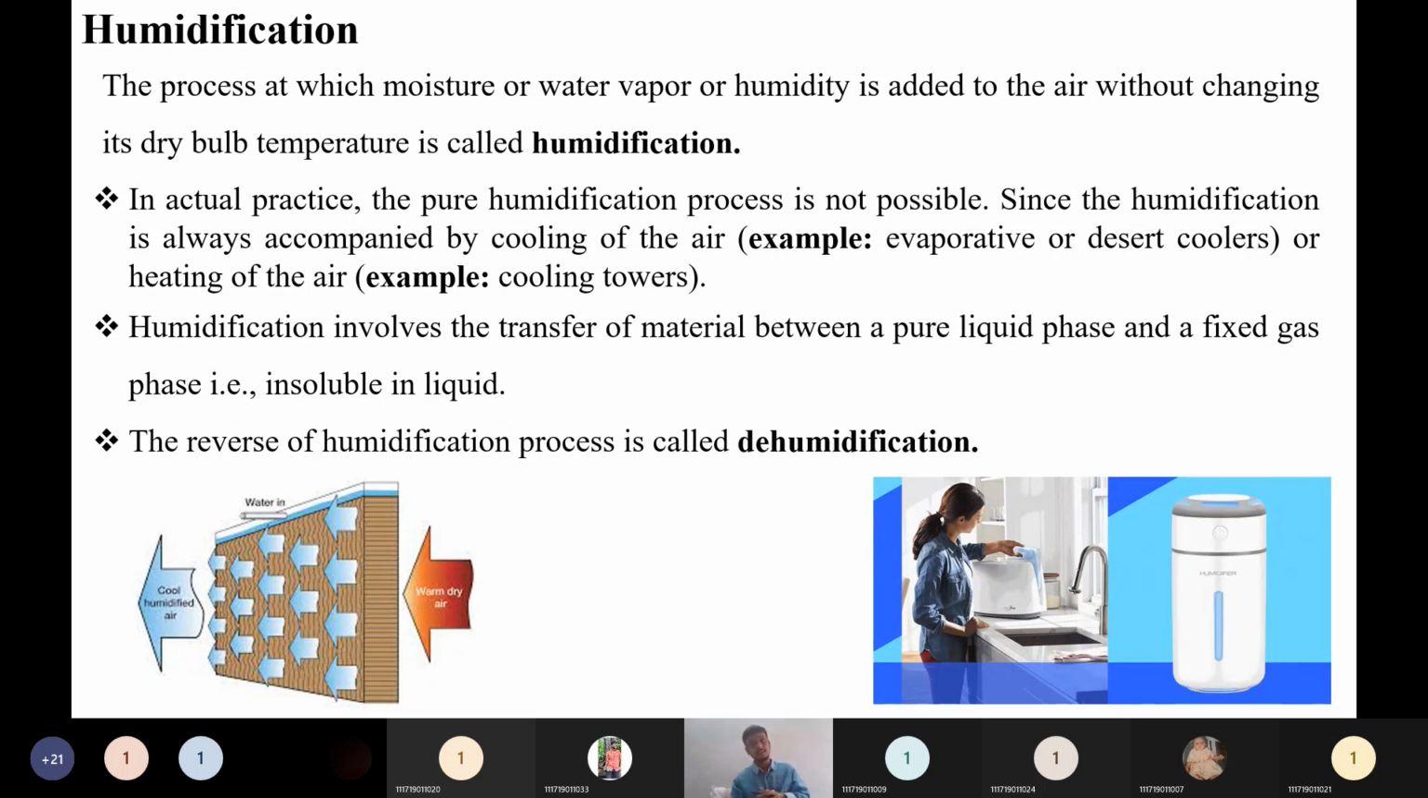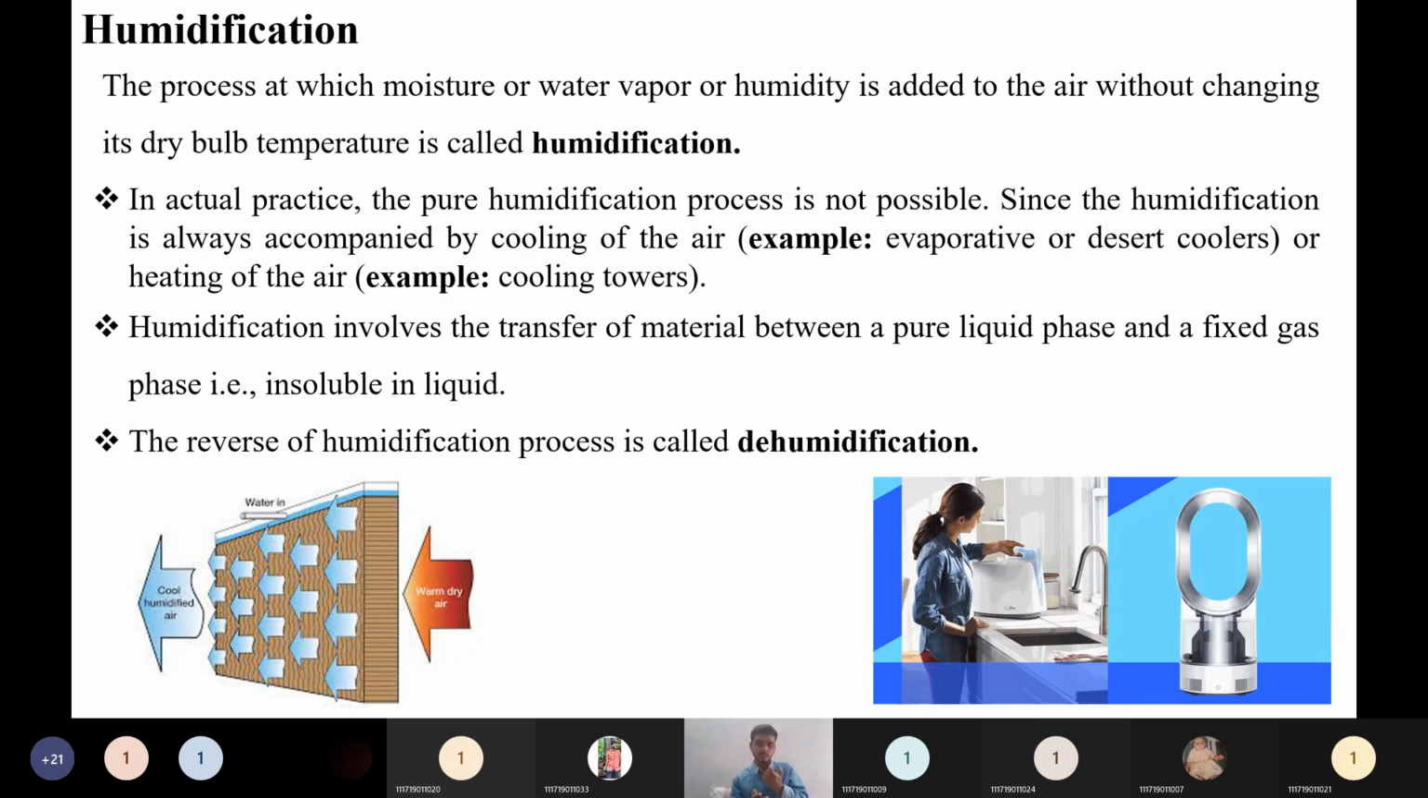So under dry gas conditions, we cannot stay for a long time. We want certain humidification inside that one. So there are certain home humidifiers also. Now technology has been much advanced, so they are using home humidifiers also. Similarly, what is the humidification process? The humidification process is nothing but that at which the moisture or water vapor or humidity is added to air without the change of its dry bulb temperature.